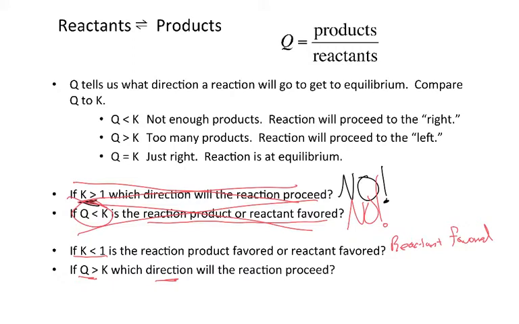So this question is okay to ask. If Q is greater than K, which direction will the reaction proceed? If Q is bigger than K, Q is too big. So I've got too many products. So the reaction needs to proceed to the left. It needs to make more reactants. So again, just to recap, comparing K to 1 tells me whether it's product favored or reactant favored. It doesn't tell me about the direction of the reaction. Comparing Q versus K does tell me about reaction direction, but it doesn't tell me anything about whether it's product favored or reactant favored. So let's look at a numerical example involving the reaction quotient and reaction direction.